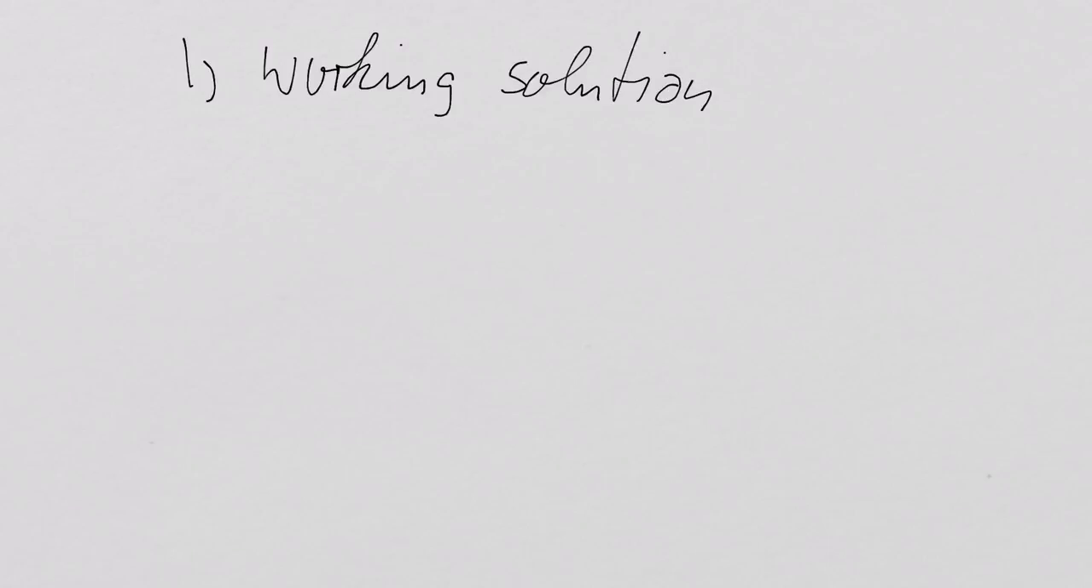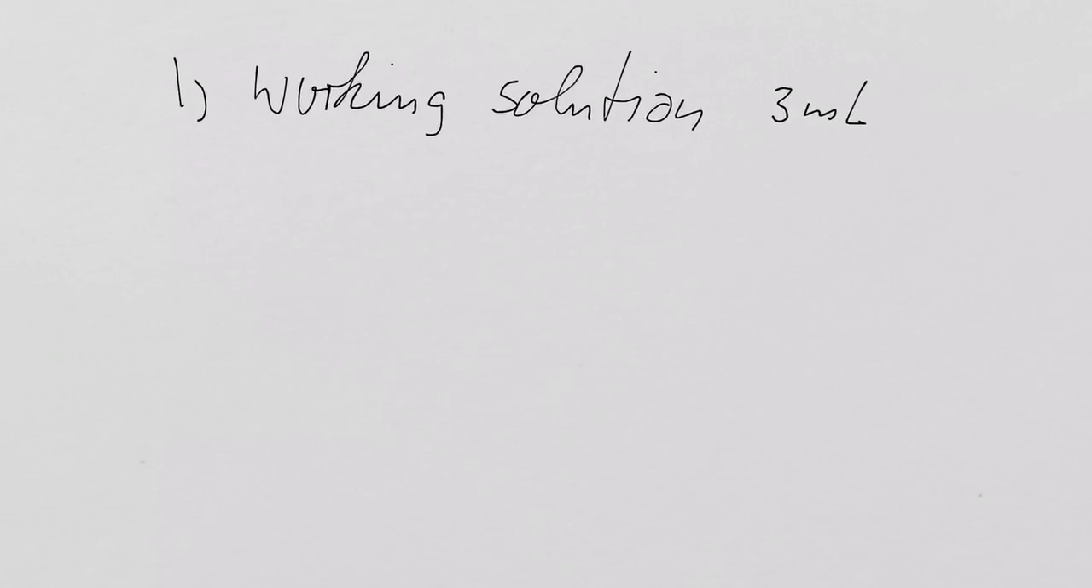We're back in business. So what you do is you make your working solution. You make that up, 3 milliliters, three times. So you've got 3 tubes with 3 milliliters of this substance.